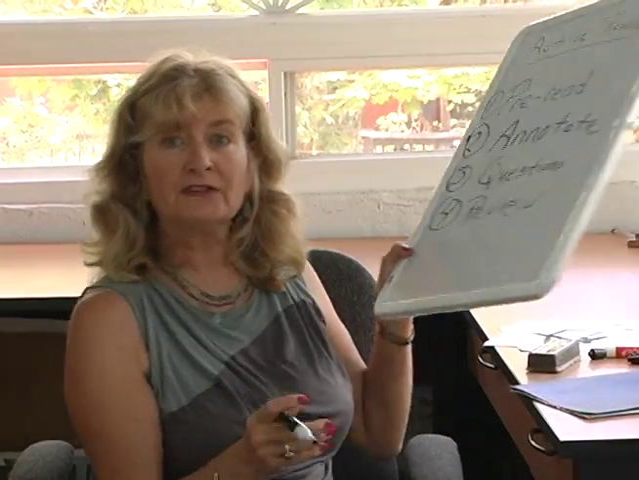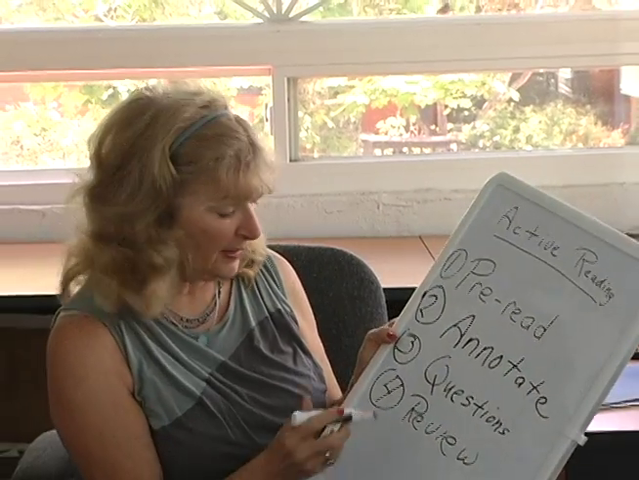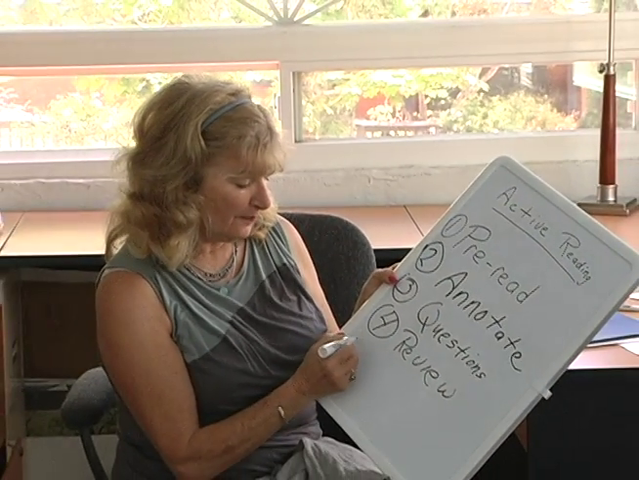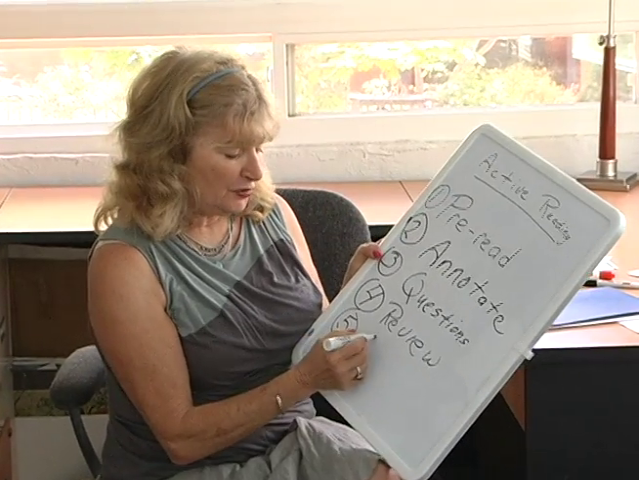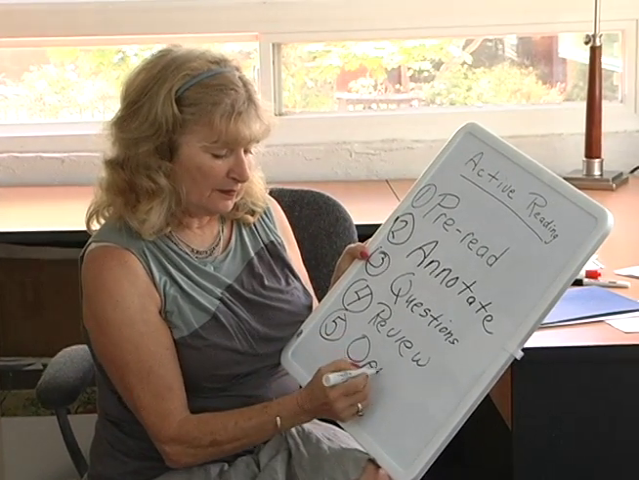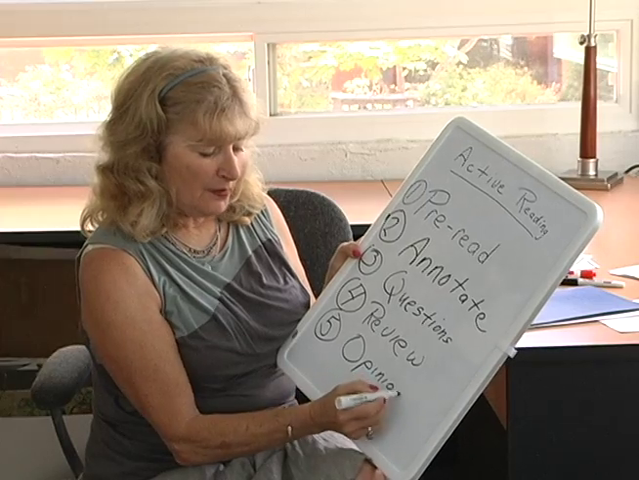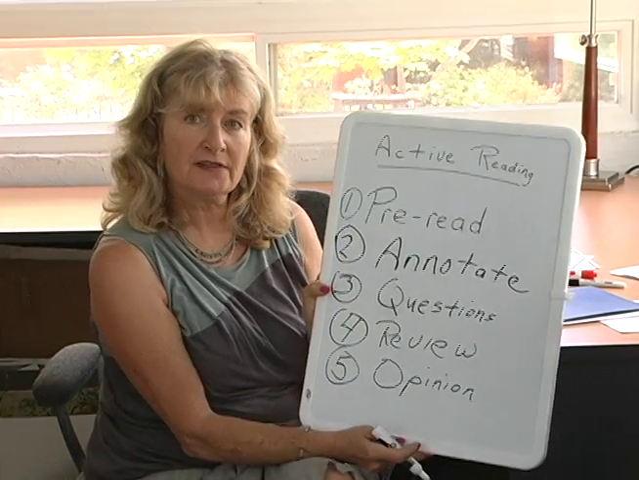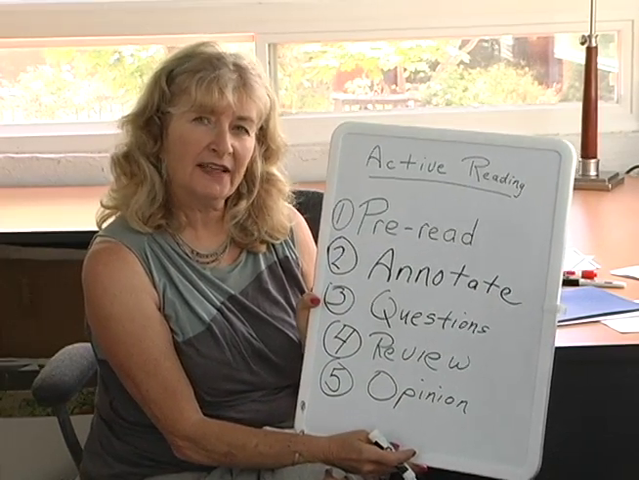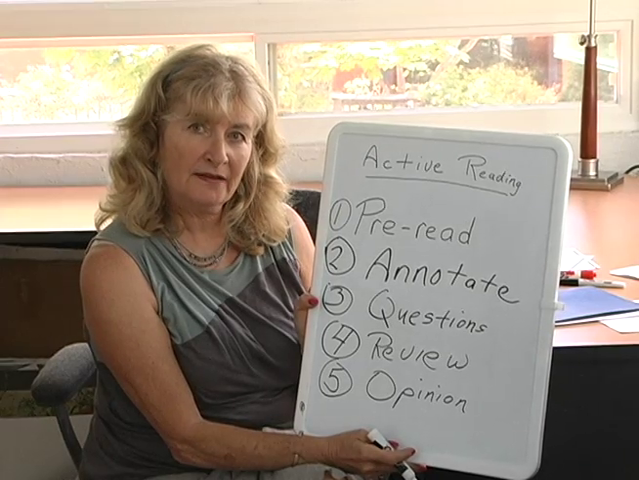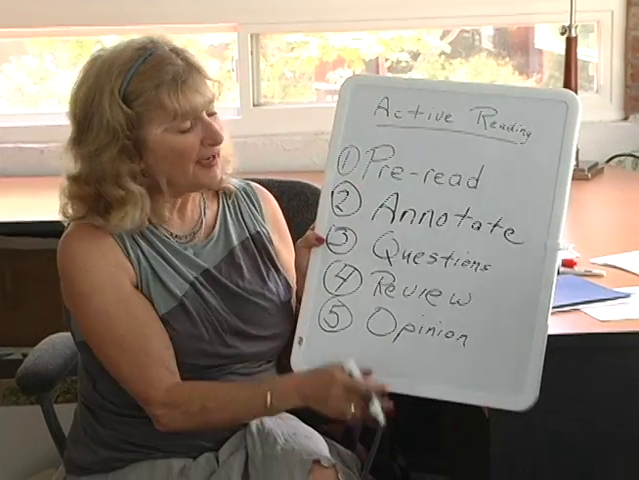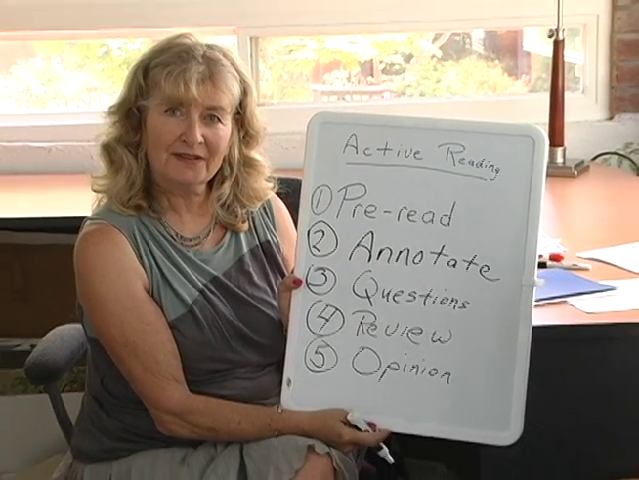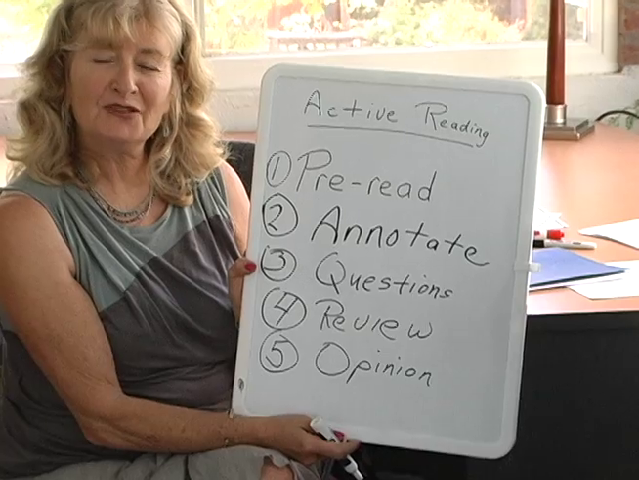Now, your active reading process will not be complete without the 5th step. And the 5th step is your opinion. So in order to complete the process, you have to actually think about what it was that you read and then draw your own opinion. And those 5 steps will make you an active reader and make you wiser and smarter.